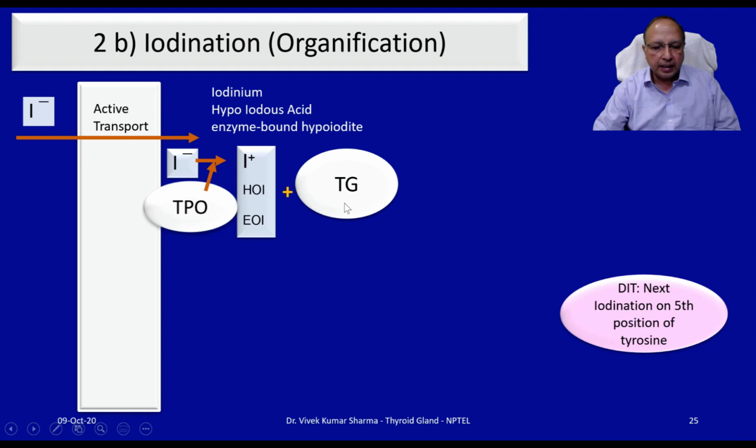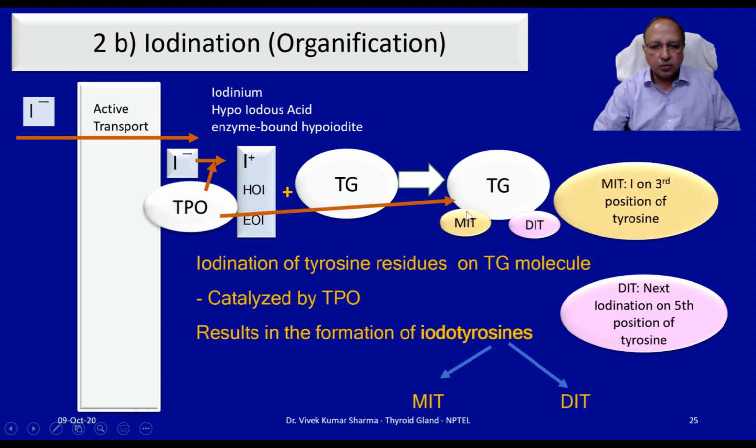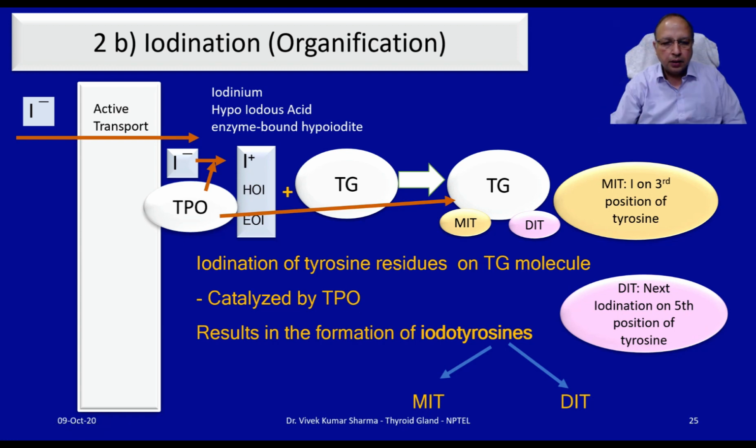They can combine with the thyroglobulin and give rise to the synthesis of MIT or DIT, that is monoiodotyrosine or diiodotyrosine. In monoiodotyrosine, there is iodination on the third position of the tyrosine, and in DIT, the next iodination occurs on the fifth position of the tyrosine. These steps are catalyzed by thyroid peroxidase, resulting in the formation of the iodotyrosines, MIT and DIT. So this is the organification step or the iodination step.